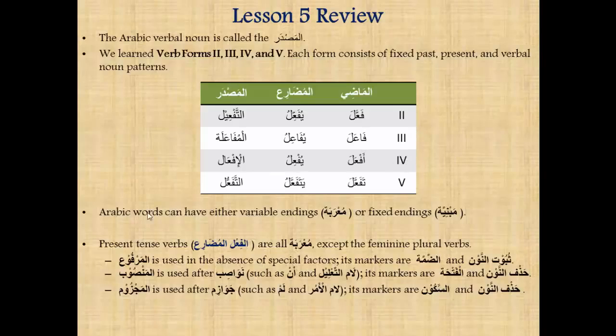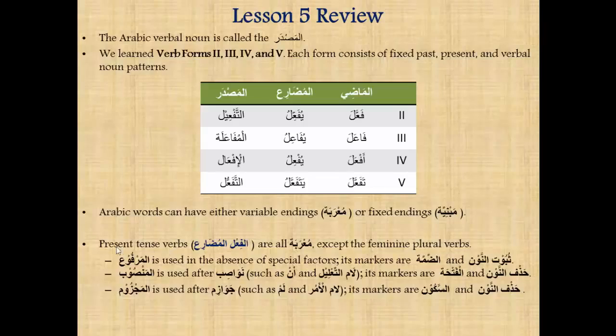We learned that Arabic words can have either variable endings, mu'raba, or fixed endings, mabniya. Examples of mu'raba words include most asma, nouns in Arabic, or the present tense verbs, al-af'al mudari'. Examples of words that are mabniya include past tense verbs, as well as pronouns, and the feminine plural present tense verbs. So present tense verbs, al-af'al mudari', are all mu'araba. They all take variable endings depending on the presence of special factors, except for the feminine plural verbs, for hunna and antunna. Those are mabniya.